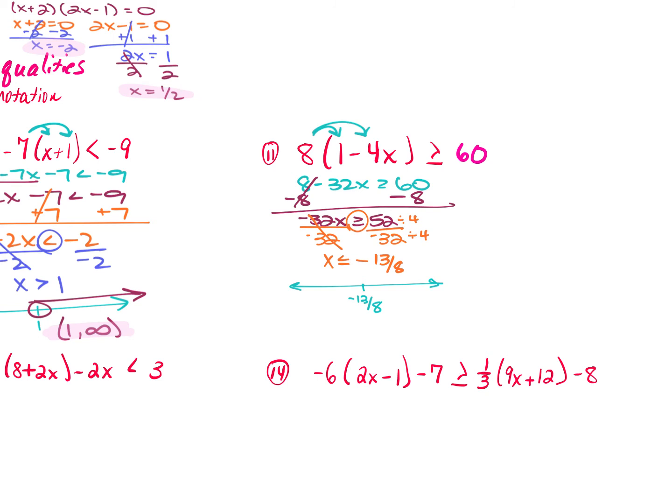You flip the inequality. So from here, on that negative 13 over 8, what kind of circle are you going to have on it? Closed, because it's equal to also. Your line's going to go to the right or the left? Left. To the left. So this is going to go from negative infinity to negative 13 over 8 bracket. Good.